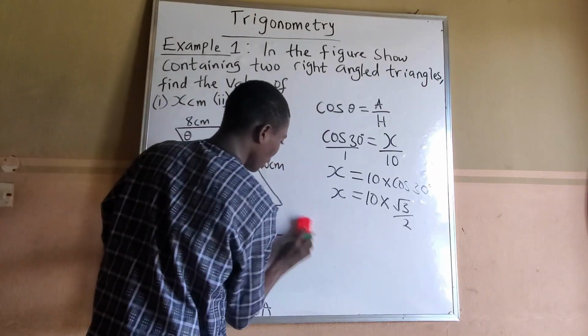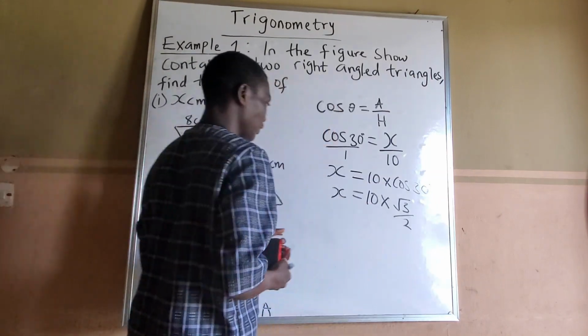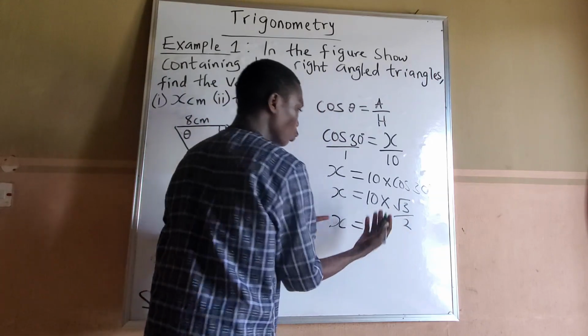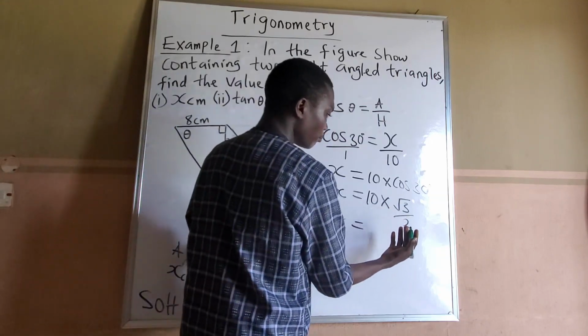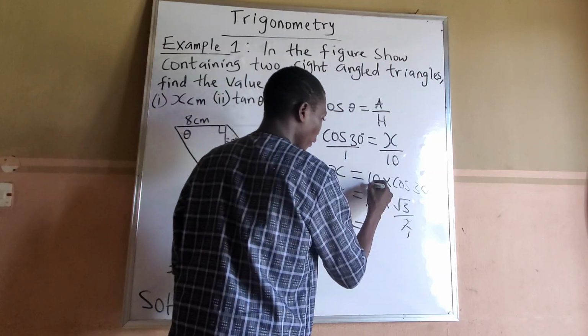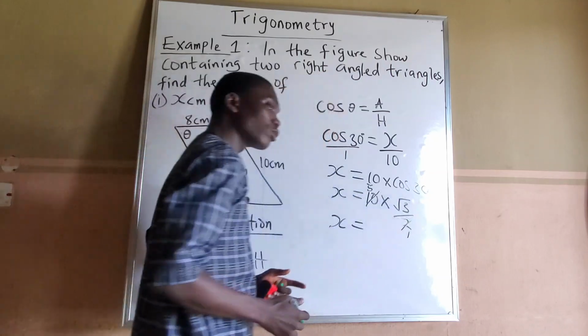So let me erase this. I'll be using the short form as I've said earlier. So this will be x equals to, so if I'm to simplify further, I will say 2 here 1, 2 here what? 5. So this will be 5 times root 3.